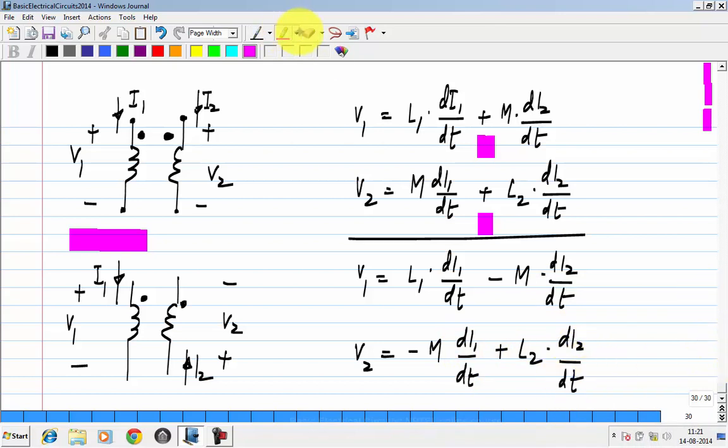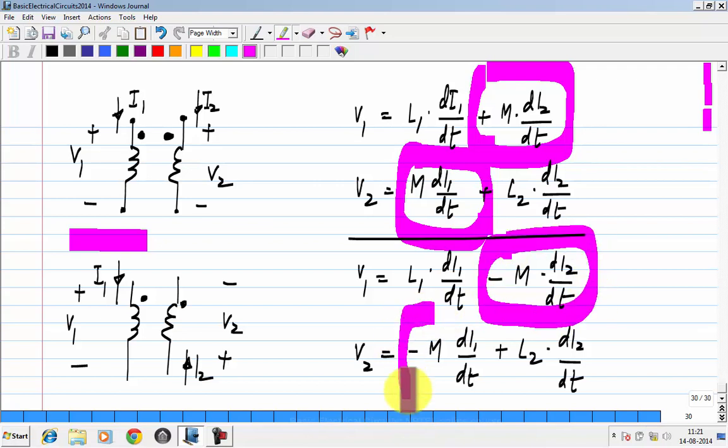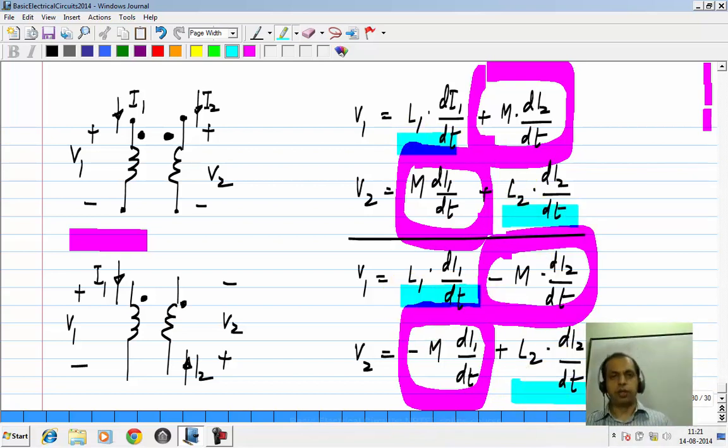So, as you can see, the sign of the induced voltage from the other coil, that is the mutually induced voltage, is what changes. The self inductance parts, which are given by this and that, do not change. So, when you specify a mutual inductance, you also have to specify the dots, so that there is no ambiguity in the sign of currents and voltages.